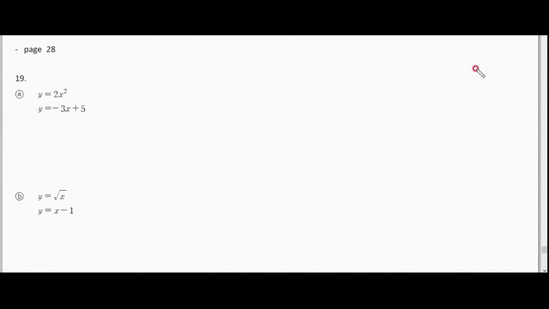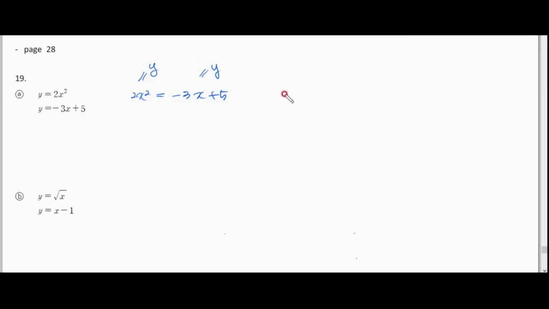Question 19. So until now, we only learned about linear expressions, but now here are quadratic equations. Because we can't solve this right now, we'll just use calculators to solve it. Anyway, let's start with the first one, A. When we look at A, y equals 2x squared and y equals minus 3x plus 5. They're the same because they both equal y. So we can write like this. 2x squared equals minus 3x plus 5.